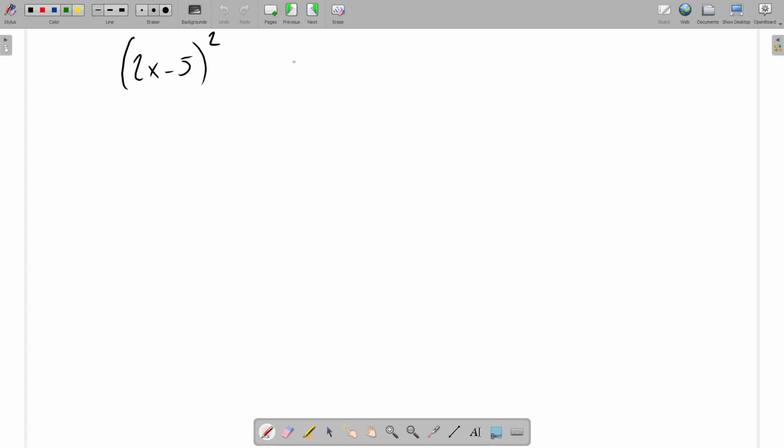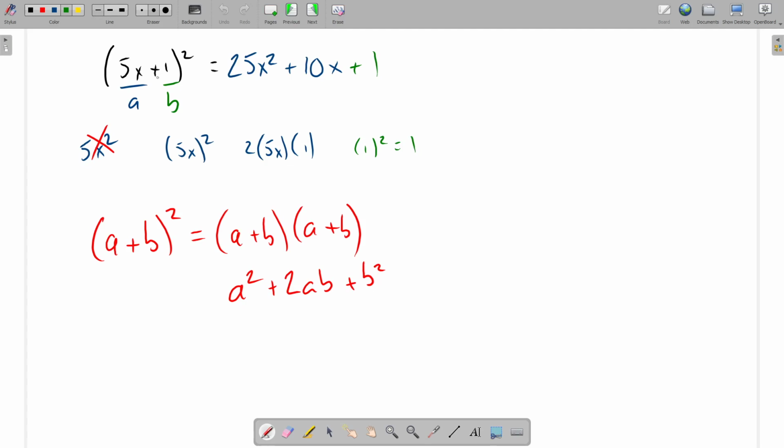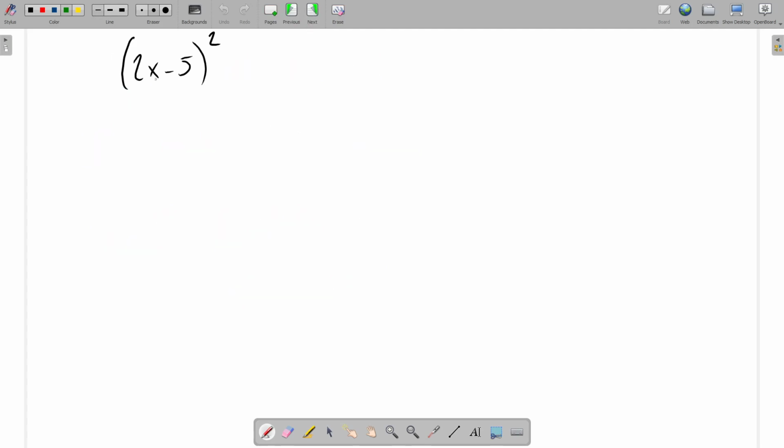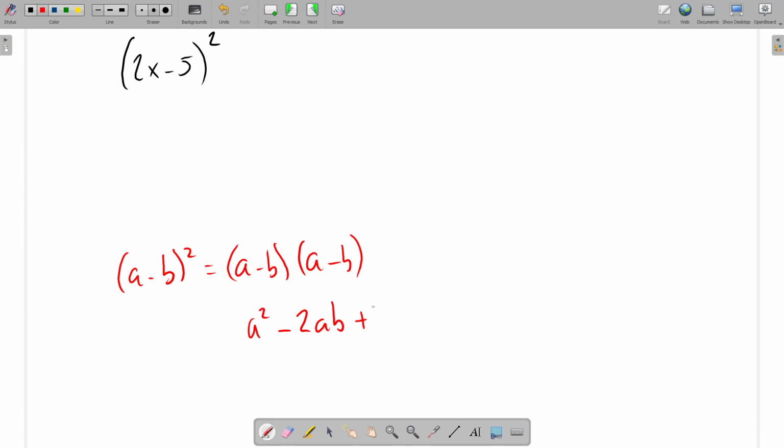What if I have a binomial squared, but there's a minus between it? Okay, there is a plus here. What if I have a minus? Meaning, what if I have a minus b squared? If we rewrote this as a minus b times a minus b, and then FOILed it out or multiplied using the box method or the stacking method, we would end up with a squared minus 2ab plus b squared.